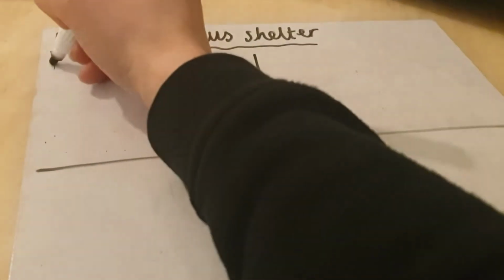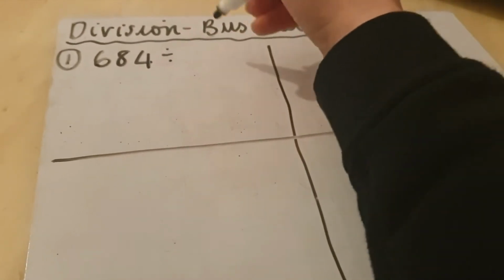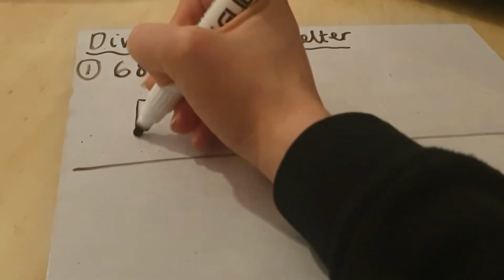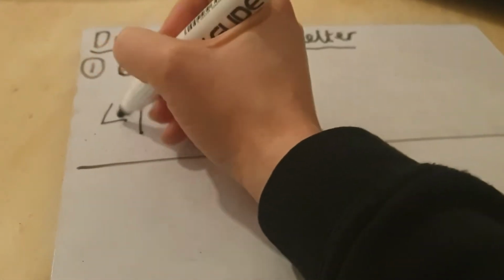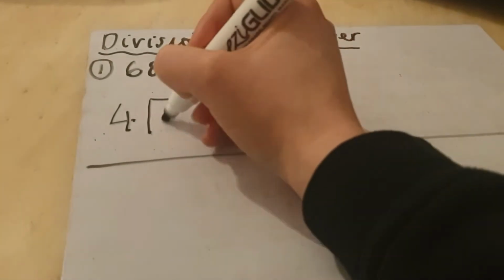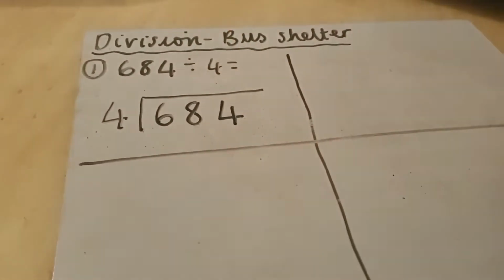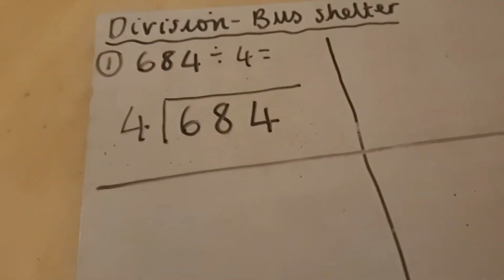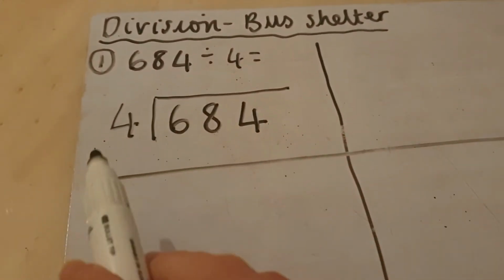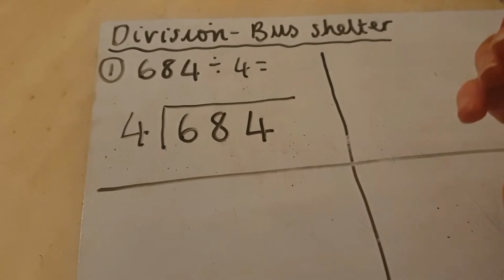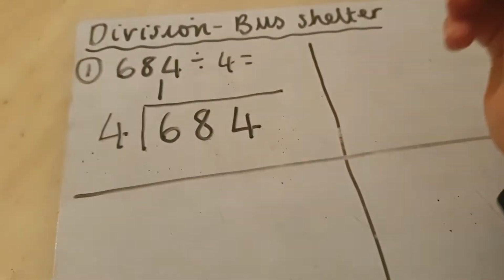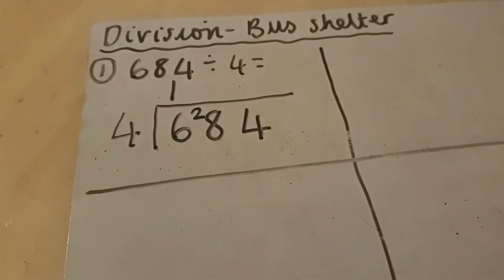So, number 1, we're going to do 684 divided by 4, okay? Now remember, you draw your shelter and what you're dividing by goes on the outside and what you're dividing goes underneath the bus shelter, okay? Now you've got to ask a series of questions when it comes to doing the bus shelter method for division, okay? So the first question is, how many 4s go into 6? Now you've got to think, how many groups of 4 can you physically get into 6? Now you know that would be 1 and it would leave you with 2 remaining, okay?